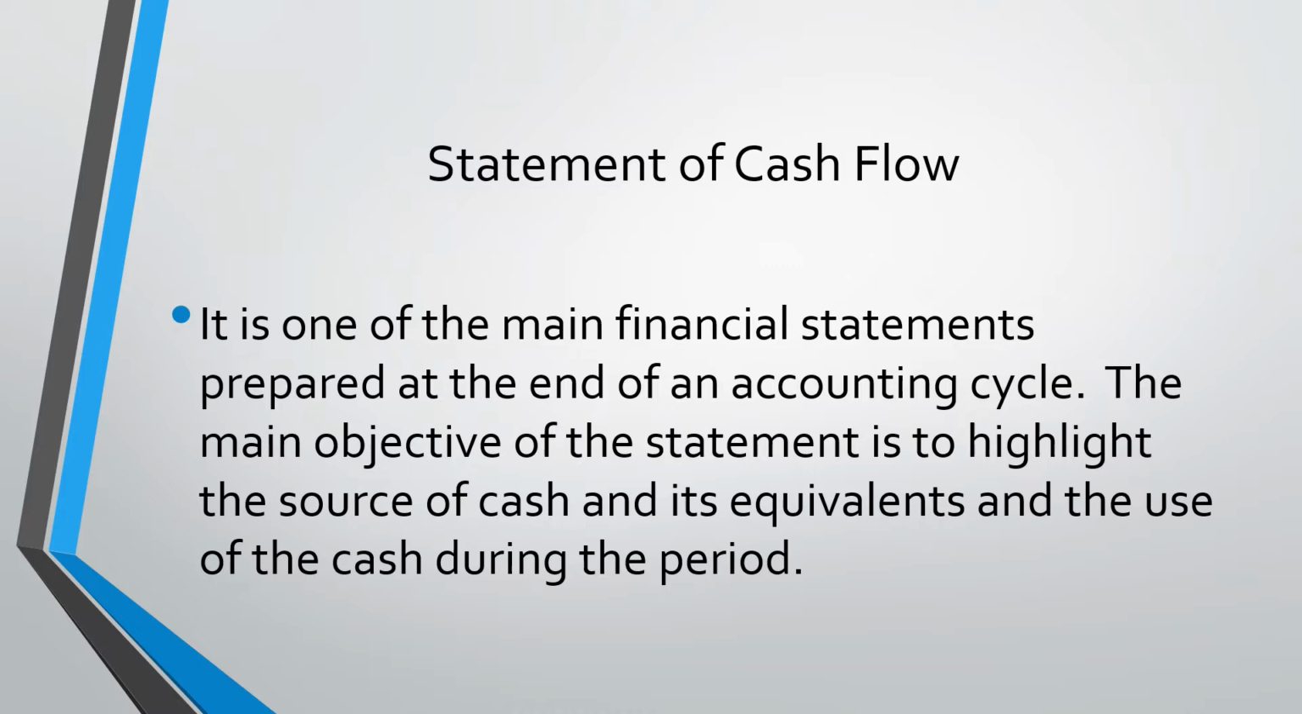It is one of the main financial statements prepared at the end of an accounting cycle. And the main objective of the statement is to highlight the source of cash and its equivalents and the use of cash during the period. Now, a business has an accounting cycle, and during that cycle, the business would receive cash and it would also use cash. So the business is going to use this statement to find out where its cash comes from and where the cash is going.